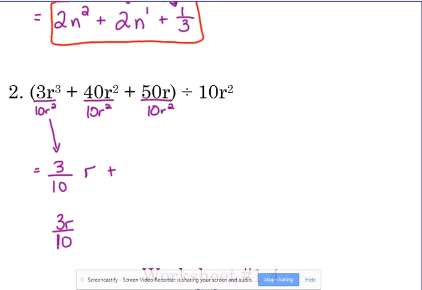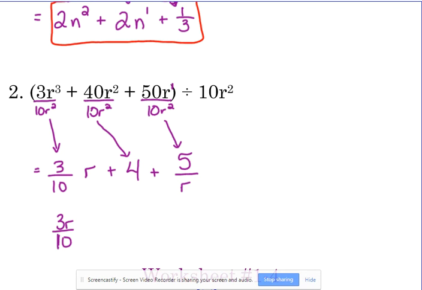Plus 40 divided by 10 is 4. r squared over r squared is 1. So we've just got 4 there. Plus 50 divided by 10 is 5. r over r squared. If it doesn't have an exponent, it's understood to be an exponent of 1. So we've got 1 minus 2 is negative 1. We don't like negative exponents. So the r goes in the denominator.